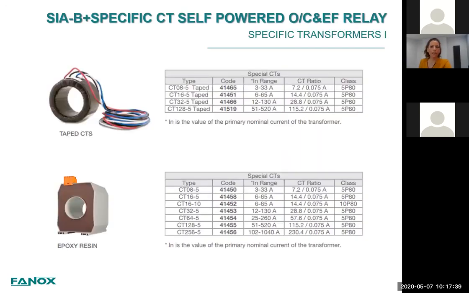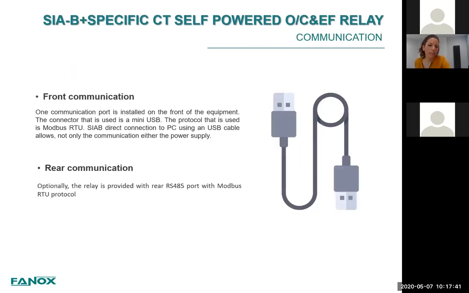Okay, this relay that we have explained at the moment is the one that, as I told you, we can use in the RMUs, but it's also very typical to use in photovoltaic system applications due to its competitive price and easy functionality. Considering the importance of a competitive solution for this type of market, this makes the SIAB from Fanox the ideal solution.